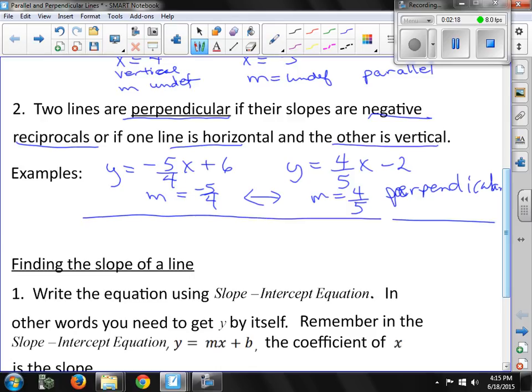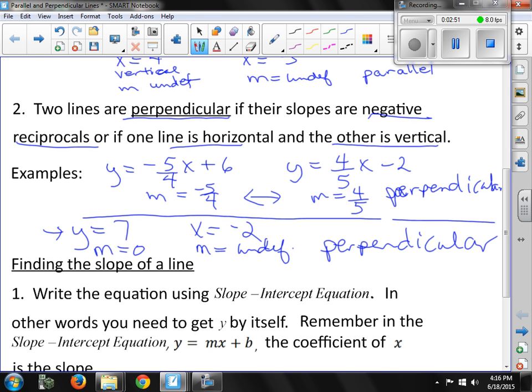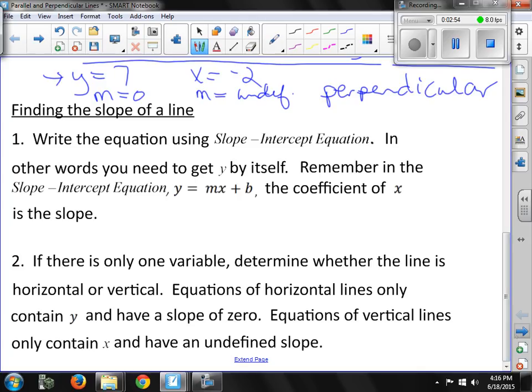Another example might be y equals 7 and x equals -2. This one is a horizontal line and its slope is 0. This one is a vertical line and its slope is undefined. They are also perpendicular lines.